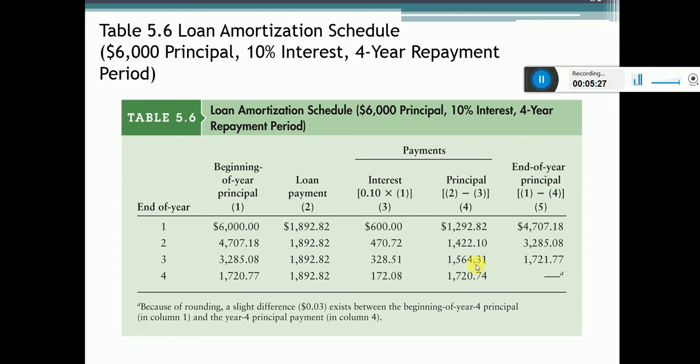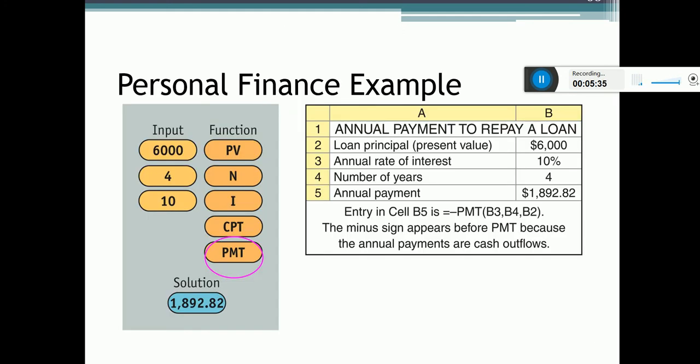After we understand the concept of the loan amortization schedule, let's go back and see how we do the calculation. Easy enough, right? Using your financial calculator, put in 6,000 as present value, N as 4, I as 10%, and compute the payment, which is equal to 1892.82. I believe that with your background in using the financial calculator, you should now be able to follow this and do the calculation. Please do that. Do not just watch this and stay still. Do something with this.